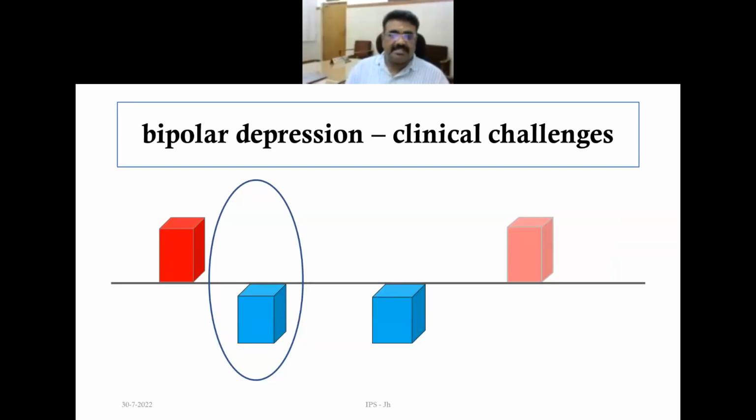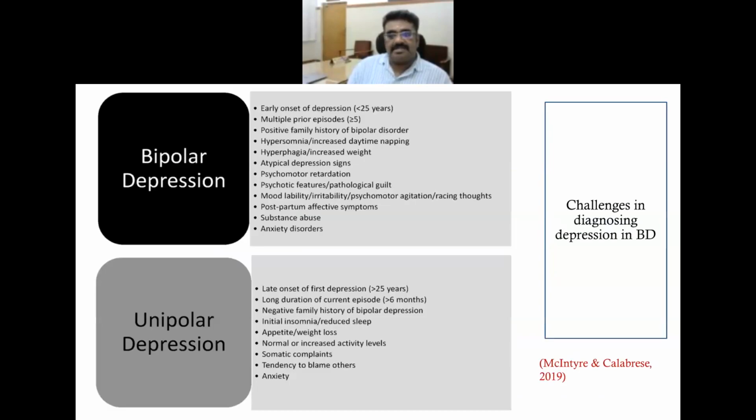I think Dr. Mishra mentioned very well. In case there is a prior manic episode, then it's easy for us to make a diagnosis of bipolar depression. But if someone comes to us with a depressive episode, with possibility of a manic episode sometime in the future, then there are ways in which you have to distinguish unipolar from bipolar depression.